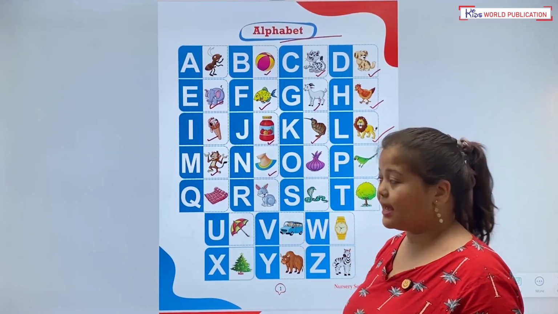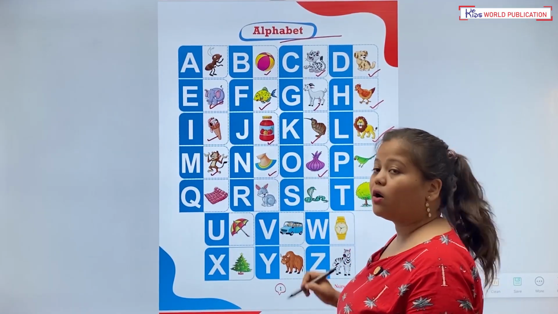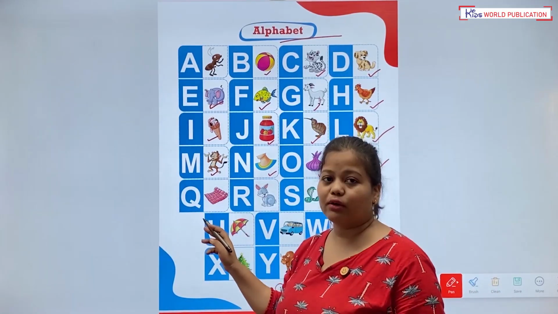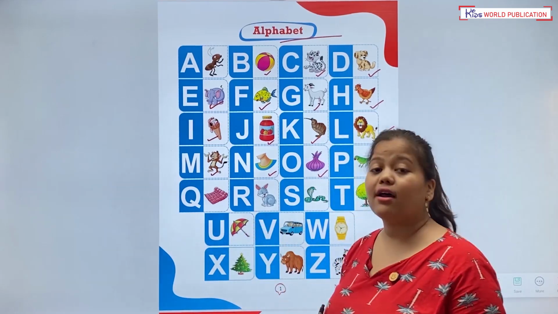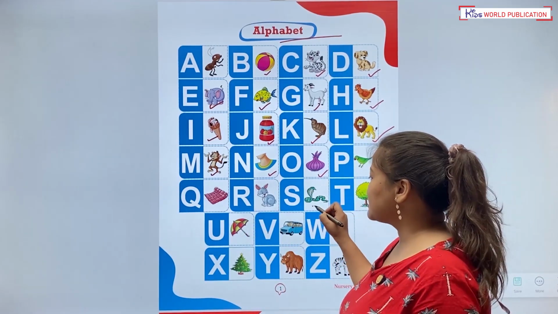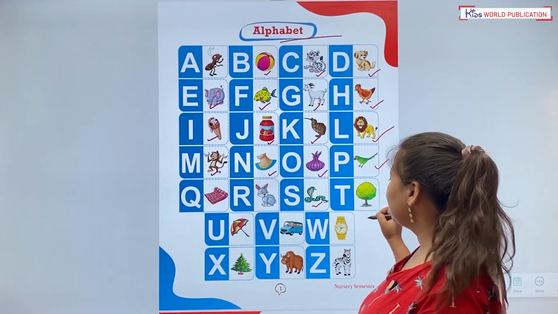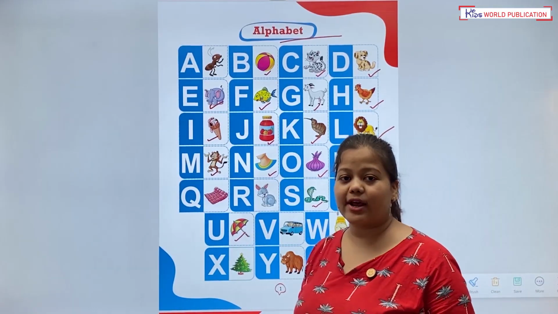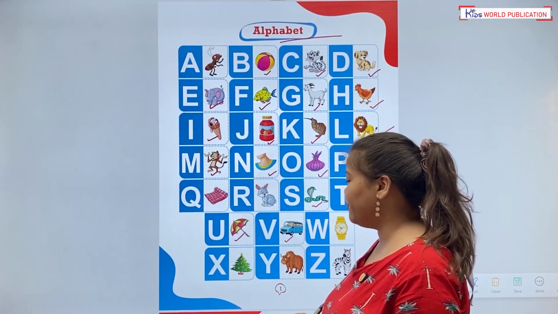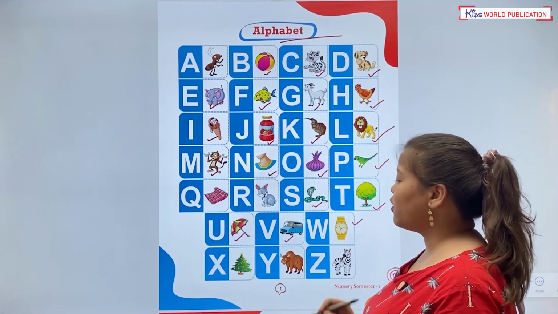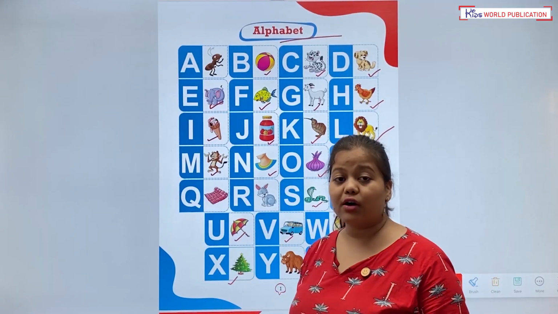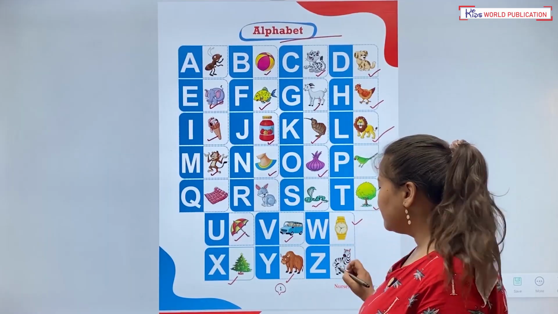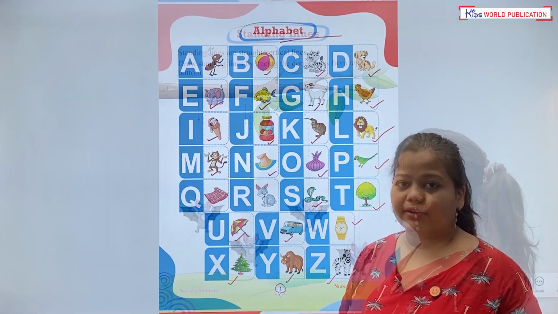N for neck, O for onion, P for parrot, Q for quilt, R for rabbit, S for snake, T for tree, U for umbrella, V for van, W for watch, X for Xmas tree, Y for yak, Z for zebra.